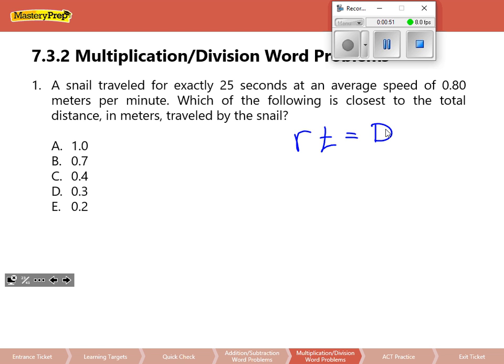Now the rate that they gave us is what? 0.8 per minute. And the amount of time that they gave us was what? 25 seconds. Can we just plug in 25 seconds? No, we need to know it in minutes, yes?